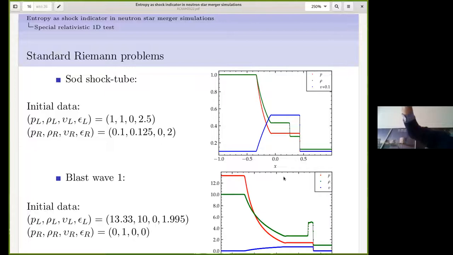The first one, the shock tube, is quite mild. The difference between the two sides is just from zero to one, while with the blast wave, we see that we're one order of magnitude more, from zero to 10. So what's happening when we are evolving this system?